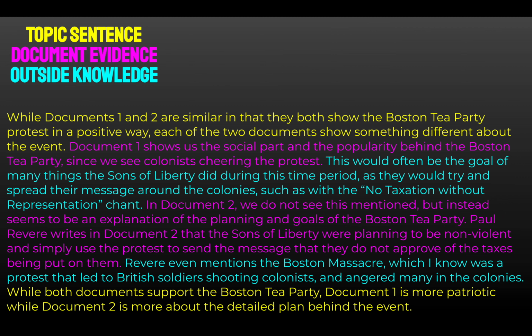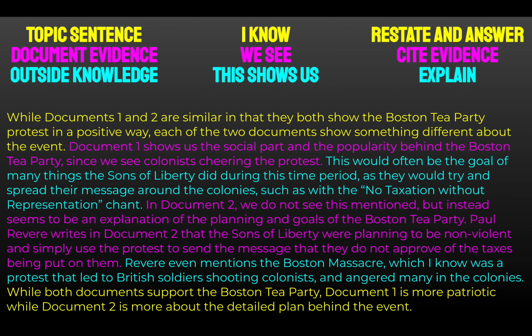They're similar, they show the same event, same point of view, but they're giving a different perspective, they're giving different information. Now, whether you use topic sentence, document evidence, outside knowledge, or one of the other ways, it's the same thing. This is why I say it does not matter which you use to remember.